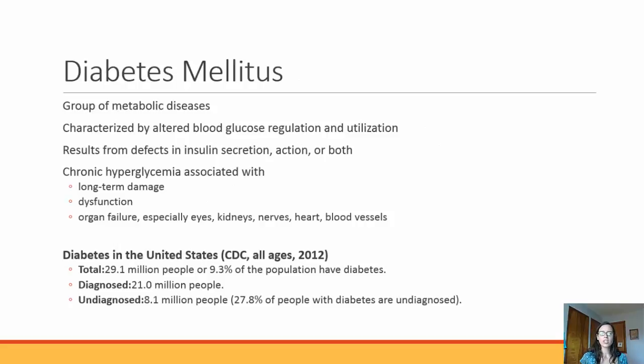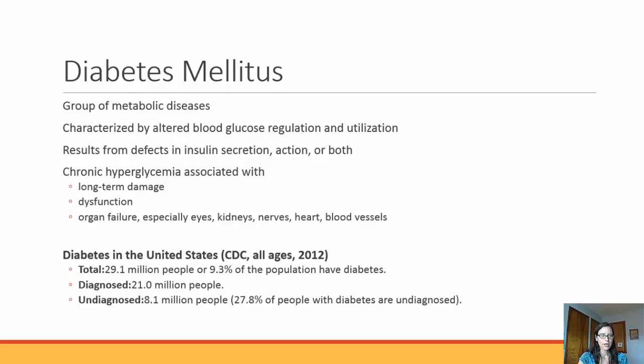Okay, so there can be different forms of diabetes, but they're all characterized by altered blood glucose regulation, resulting from defects in insulin secretion or sensitivity, or both. And because we have defects in insulin secretion and how our insulin functions and how we respond to our insulin, that can result in chronic hyperglycemia, which can lead to long-term damage that we'll talk about in detail.